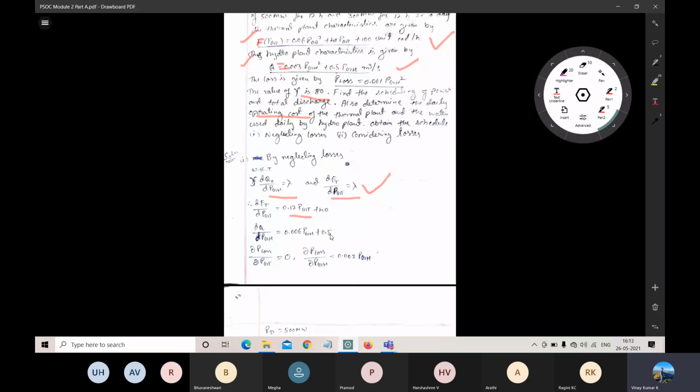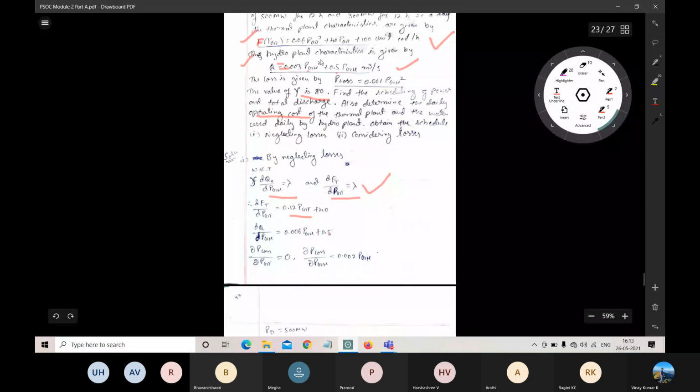Now the condition is without losses. Without losses means dou P loss by dou PGT will be 0. And dou P loss by dou PGH, if you are going to consider it, this is the equation. Differentiation of PGH square will be 2 PGH, so 2 into 0.001 is 0.002. I have written it here. How did we get it? We just differentiated dou P loss with respect to dou PGH.